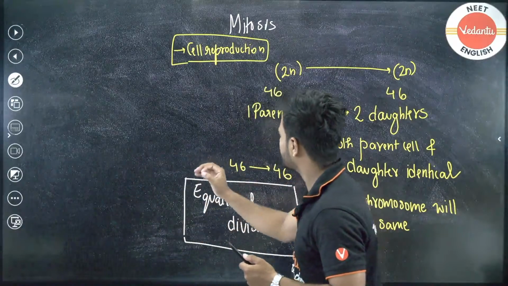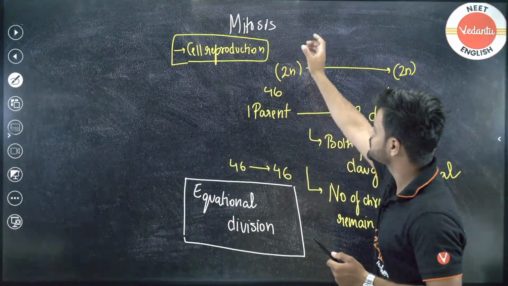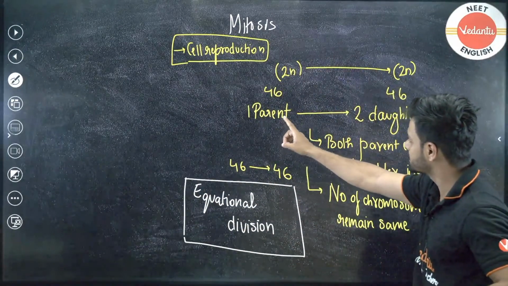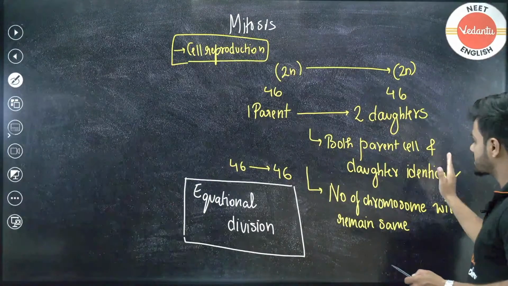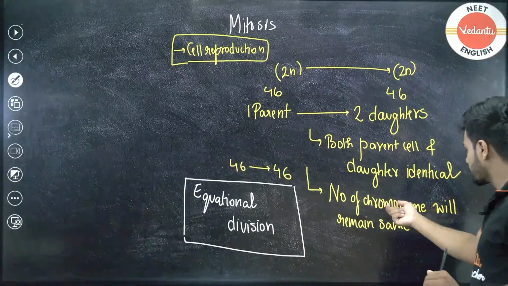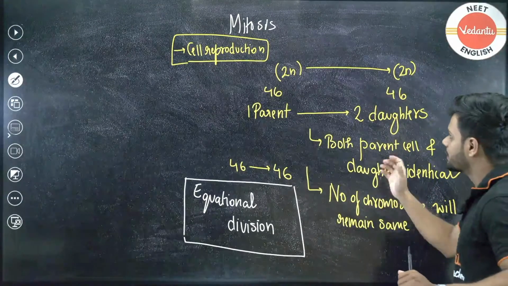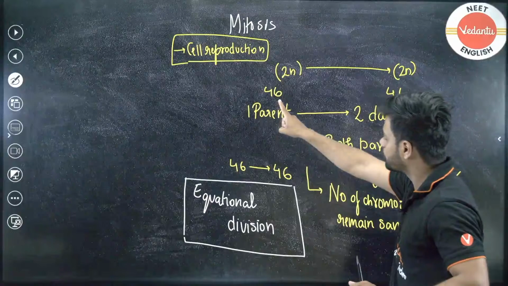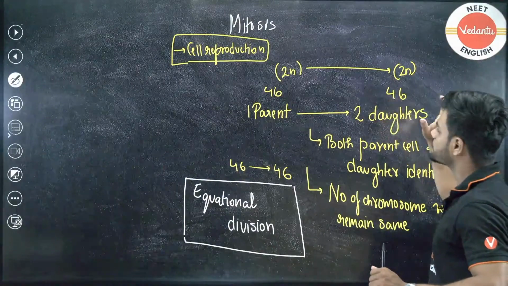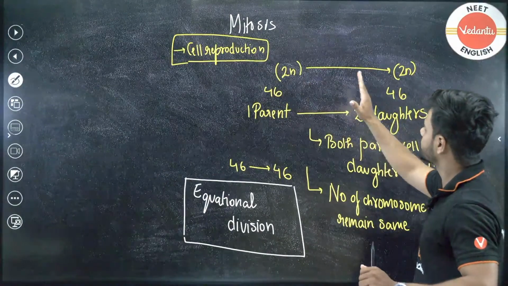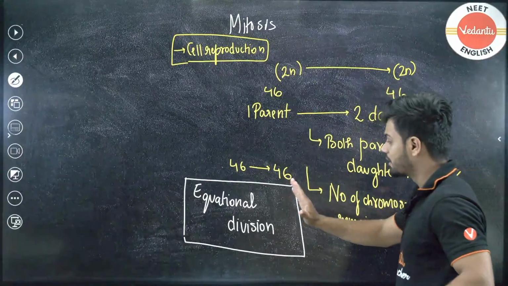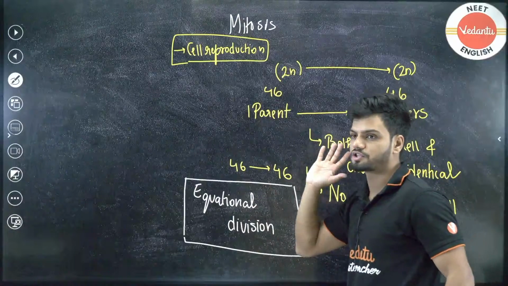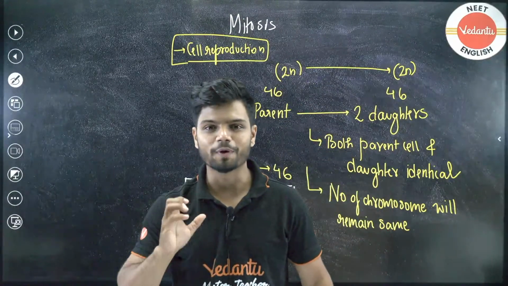So what did we learn till now? We learned that cell reproduction is mitosis. We have one parent cell, it is giving rise to two daughter cells. Both parent cell and the daughter cells are identical to each other. The number of chromosomes will remain the same. That is, if the parent cell has 46 chromosomes, the daughter cell will also have 46 chromosomes. 2n to 2n, the ploidy is maintained, and since it is equal in number, I am calling it equational division.